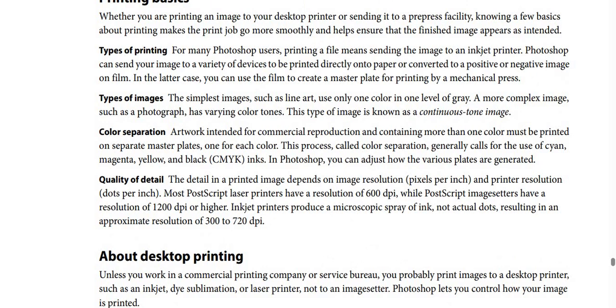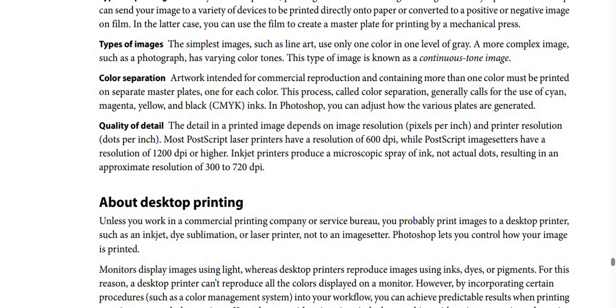And what about types of images? Types of images means that the simplest images, such as line art, use only one color in one level of gray, and a more complex image, such as a photograph, has varying color tones. This type of image is known as a continuous tone image.